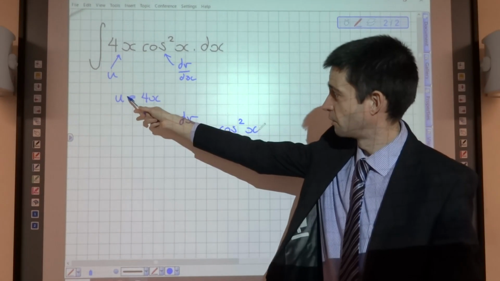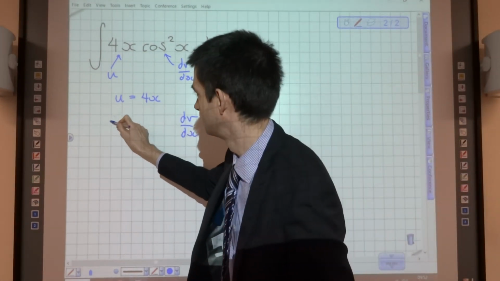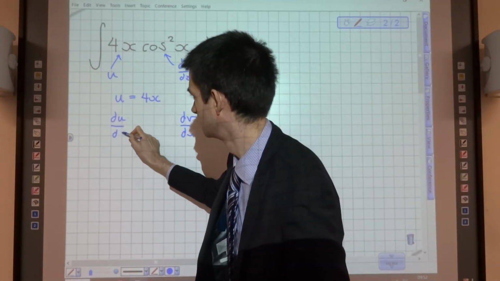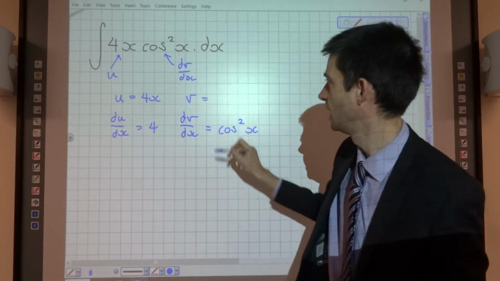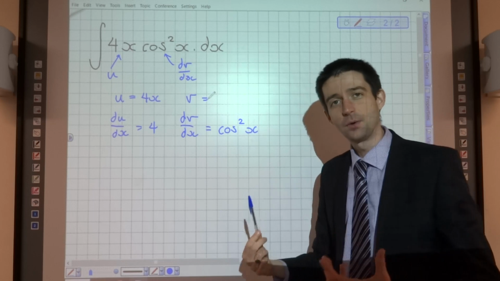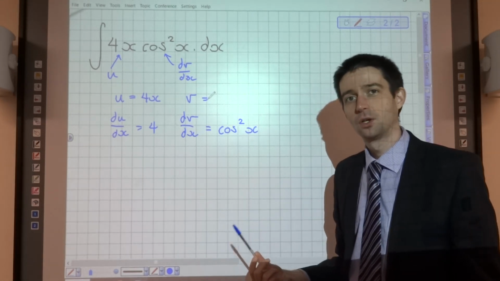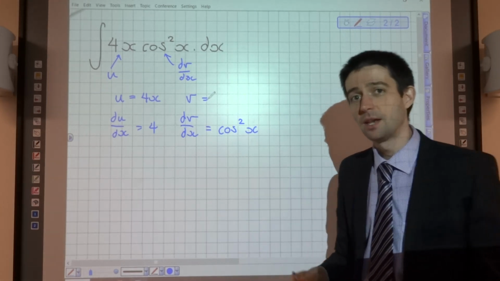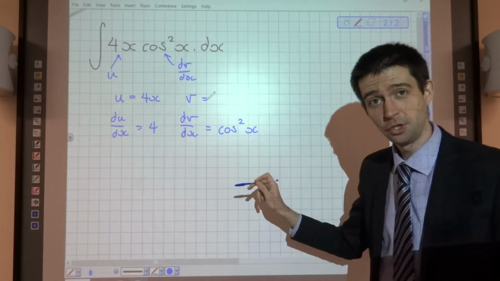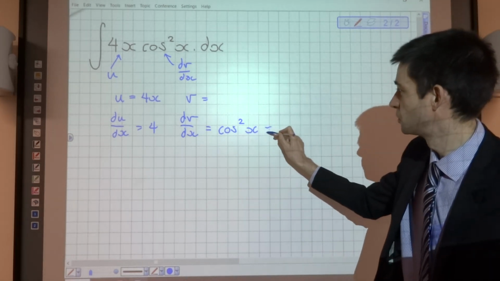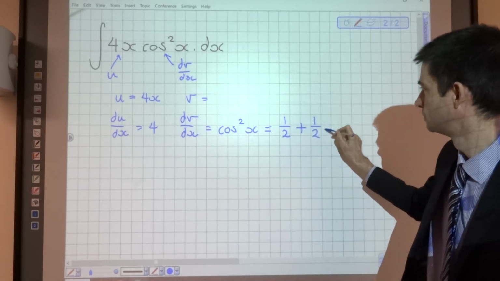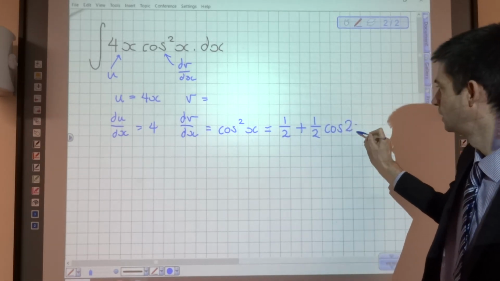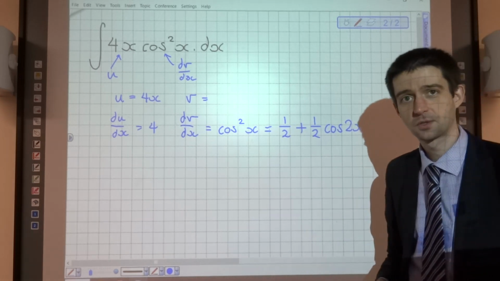So differentiate to get du dx, which is 4. And integrate to get v. Now I need to think about how to integrate cos squared x. The way to do it, and I would encourage you to remember this, is to swap cos squared x to a half plus a half cos 2x.